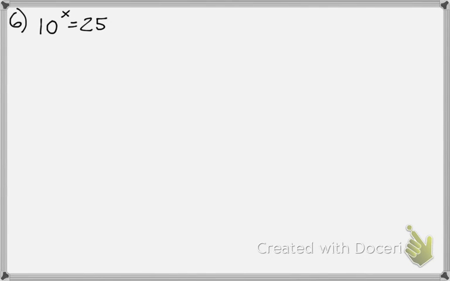On question 6, we have 10 raised to the x is equal to 25, and they want us to find the exact solution of the exponential equation in terms of logarithms, and then find the decimal approximation rounded to 6 decimal places. So on the other questions, because this looks very similar to our other questions that we've been doing, we tried to get the same base, and that's not always possible.